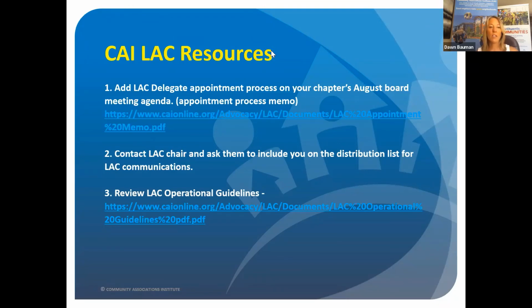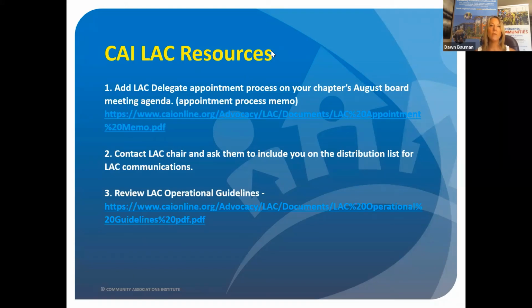Oftentimes, Legislative Action Committees are focused on some very technical legal issues. And I know when I first started as a chapter executive director, it was hard to follow the conversation. I didn't know what they were talking about. And I say this all the time, chapter executive directors, if you don't know what the Legislative Action Committee members are talking about when they're having conversations, and if you don't know what they're talking about when they are writing calls to action or articles for your newsletter, you need to ask them to clarify. Ask them questions, because if you don't understand it, that means our members don't understand it either.